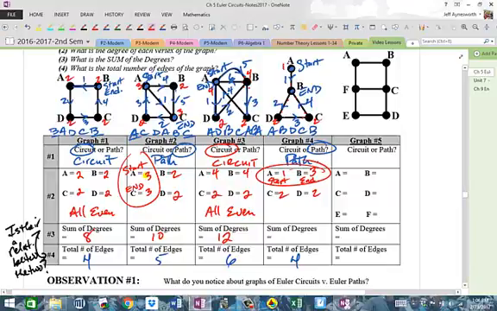Over here in graph 2, I started at an odd and I ended at an odd. Exactly two odds. Over here, exactly two odds. And in both cases, I have a path. When they're all even, I had circuits. Maybe there's a connection there. I don't know. Keep thinking.